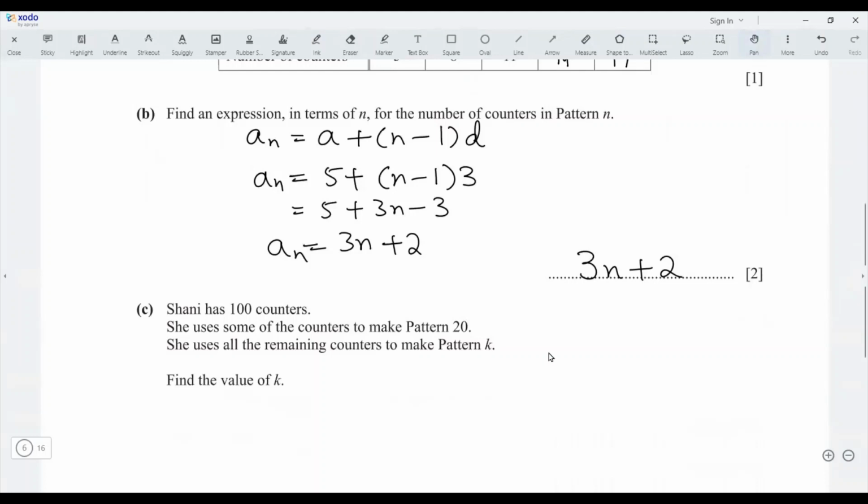So moving towards part C of question number 9. In part C, there are a total of 100 counters, and they're saying that she uses some of the counters to make pattern 20. So basically n in this case is 20.